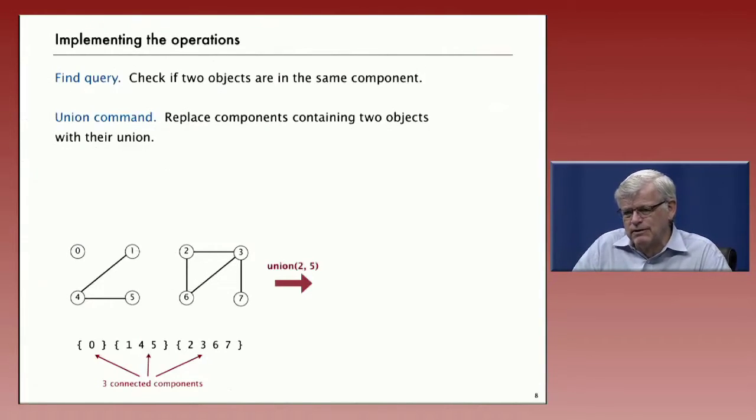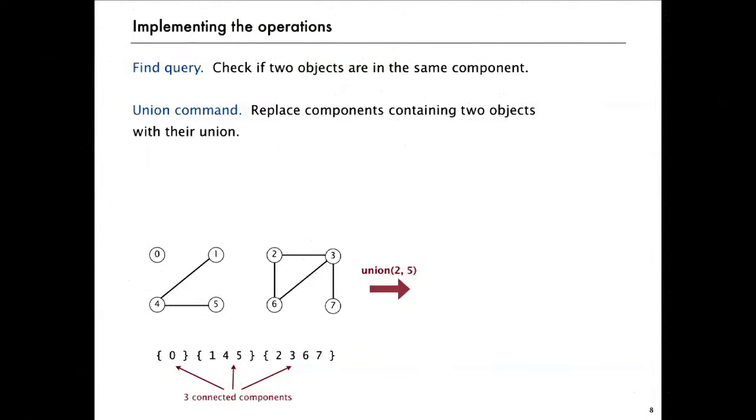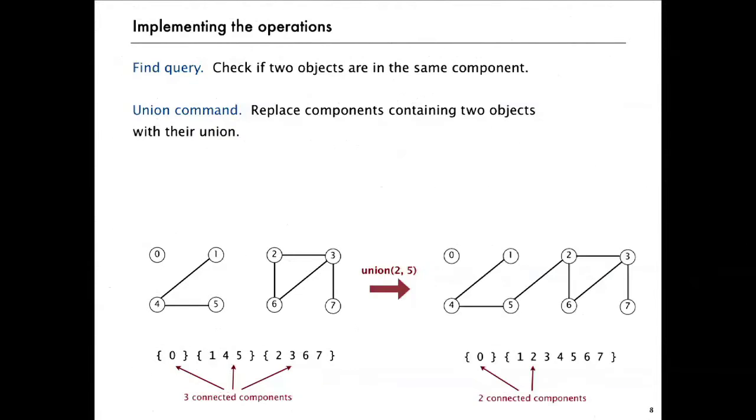So for example, if we have these components and we get the command to connect 2 and 5, essentially we need to merge the connected component containing 2 with the one containing 5 to get a big connected component. So now we have only 2 connected components.